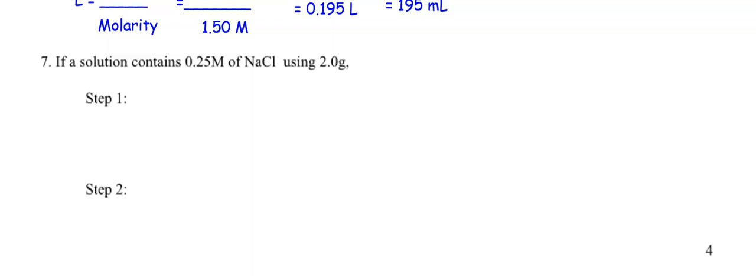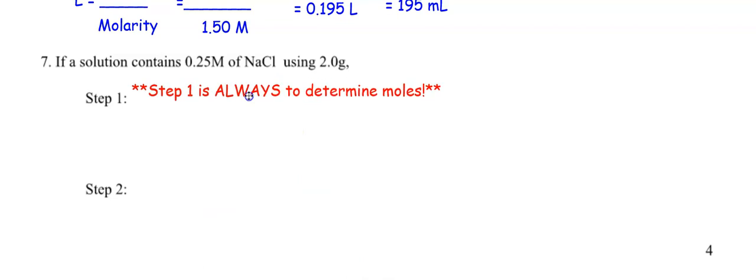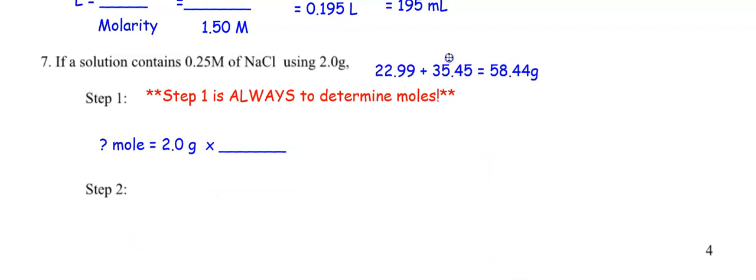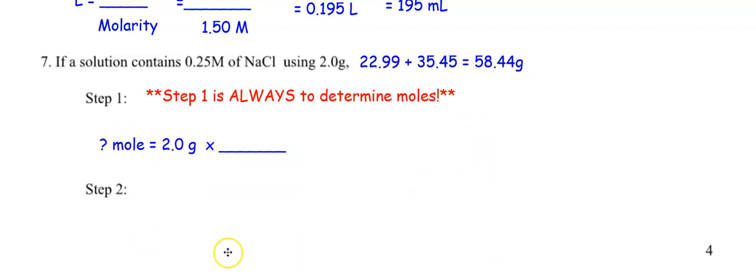Well, what's step one? Have you figured it out yet? It's always determine moles, right? So I have 2 grams, and I'm doing sodium chloride. I have sodium plus chlorine, so it's 58.44. And I'm going to put 1 mole on the top. And when I divide, I get 0.034 moles. Why only 2 sig figs? Because this only has 2 sig figs, okay?